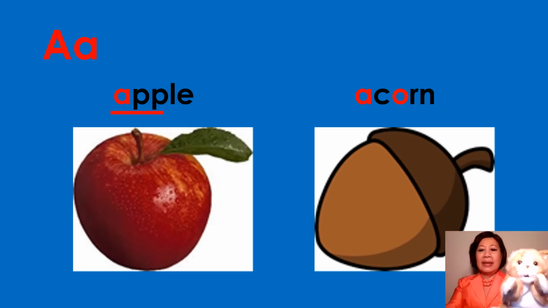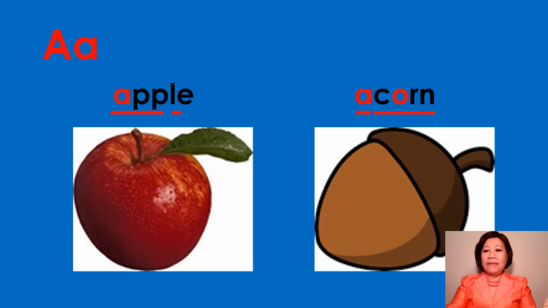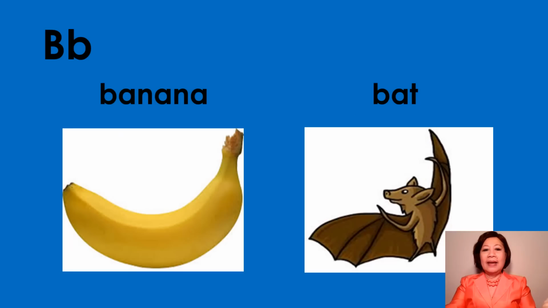A. A says A as in apple. That's right. I like to eat apples. A. A says A as in acorn. That's right. Squirrels like to eat acorns. Very good.